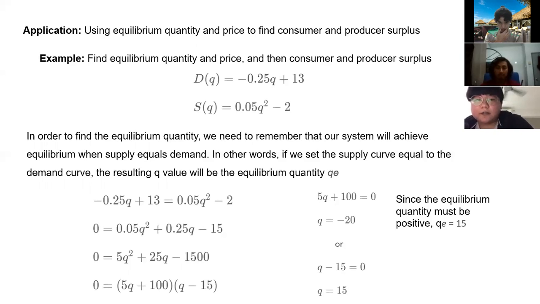So we can say negative 0.25Q plus 30 equals 0.05Q squared minus 2. So we can solve for Q equals 15. Since the equilibrium quantity must be positive, QE equals 15. So next.